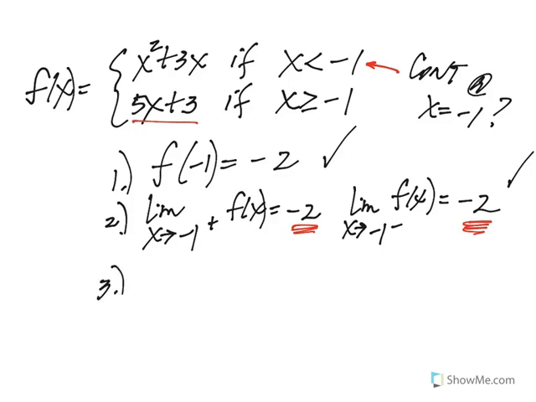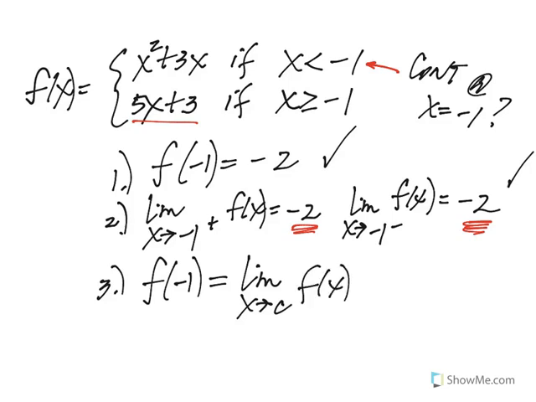Step 3 here then. All you have to do is tell me that f of negative 1 equals the limit as x approaches c of f of x. You can literally write it just like that, because we know that f of negative 1 is negative 2, and the limit is negative 2. So step 1 and step 2 are the same number, and we are good to go. So this is continuous.